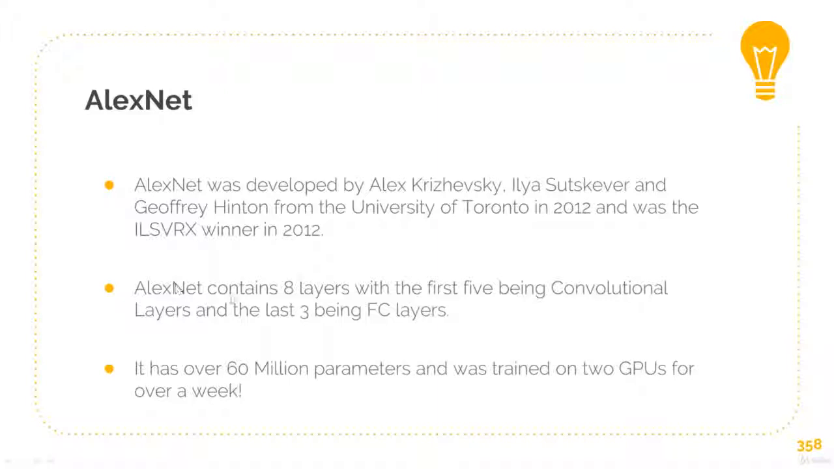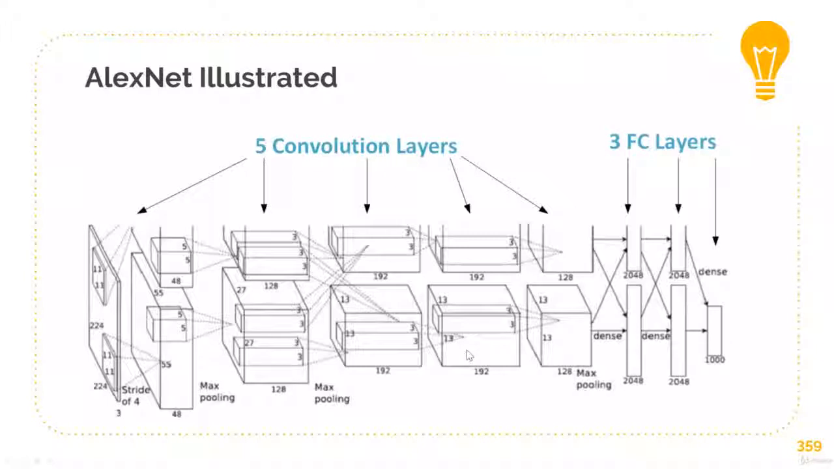So AlexNet contains 8 layers, with the first 5 being convolutional layers and the last 3 being FC layers. So that's a bit of a different architecture than we've used before. And it has 60 million parameters. As you can see, LeNet and the CNNs we've used before had roughly just over 1 million parameters. This one has quite a bit, and it had to be trained on 2 GPUs for over a week. And that was in 2012 technology, which wasn't that bad, to be fair.